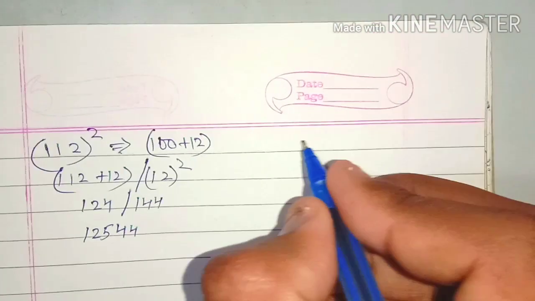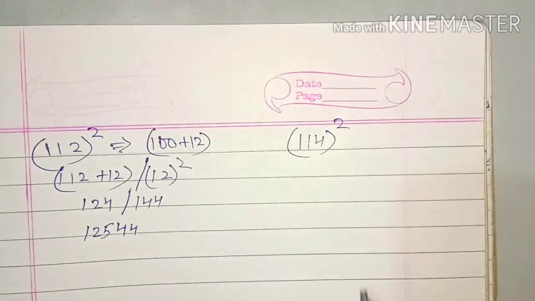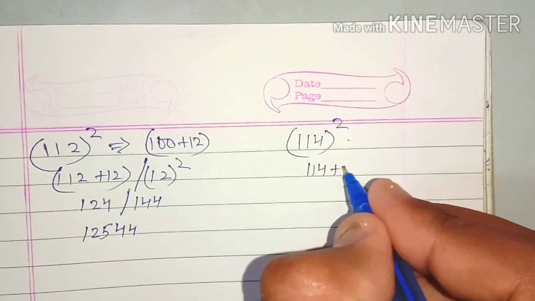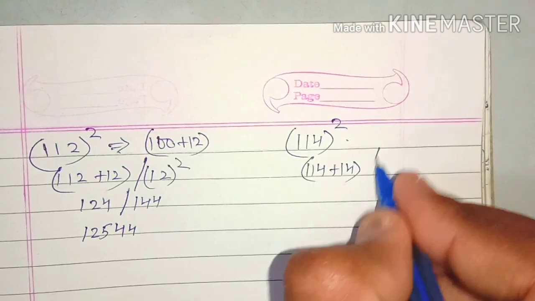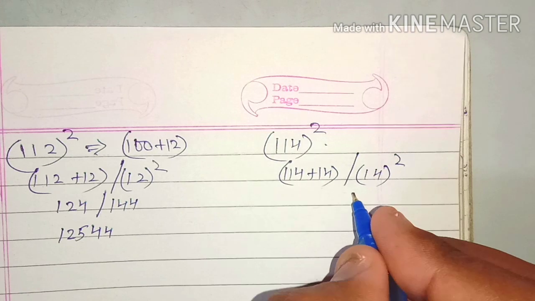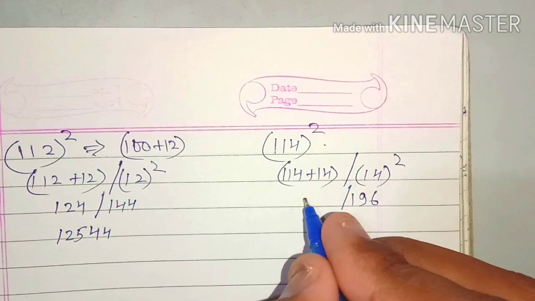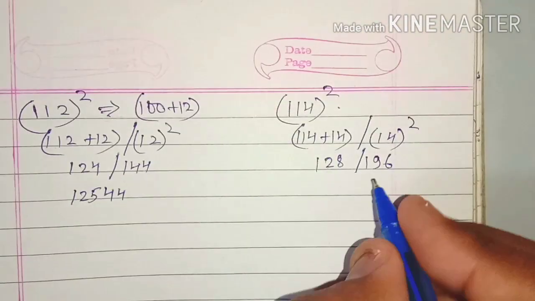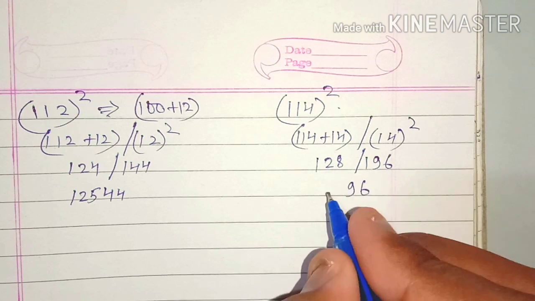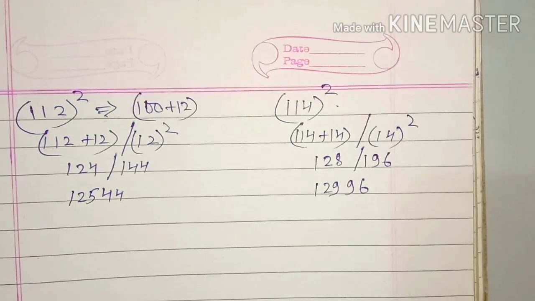124 plus 1 becomes 125. Take one more example, 114 square. It can be written as 114 plus 14, and on the right side the square of 14. Square of 14 is 196. 114 plus 14 is 128. 96 will be the same, 1 will be carried to the left. 128 plus 1 becomes 129.